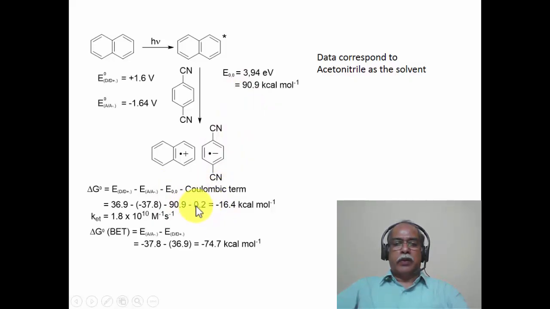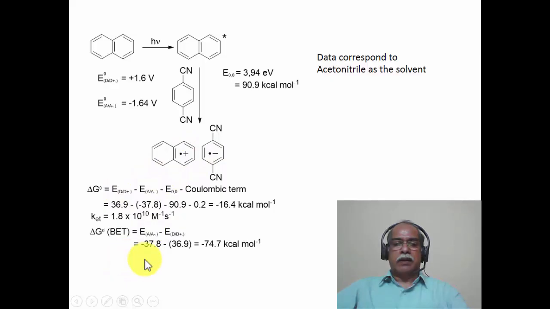In other words, the free energy of the electron transfer process is minus 16.4, indicating that it is a spontaneous process. If you want to calculate the back electron transfer, now you have to take the oxidation potential of the anion radical, which is nothing but the reduction potential of the anion itself in the negative sense, and the reduction potential of the cation radical, which is nothing but the oxidation potential of the neutral donor. In other words, this is reversed in the case of the back electron transfer. So that is becoming even more highly spontaneous.